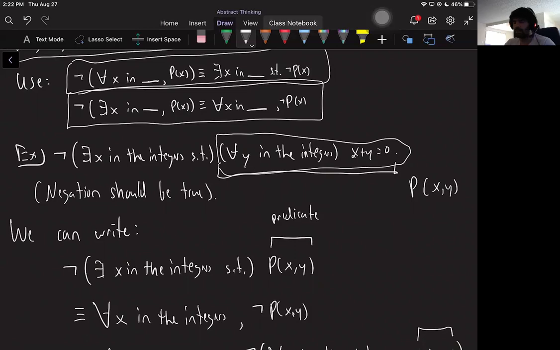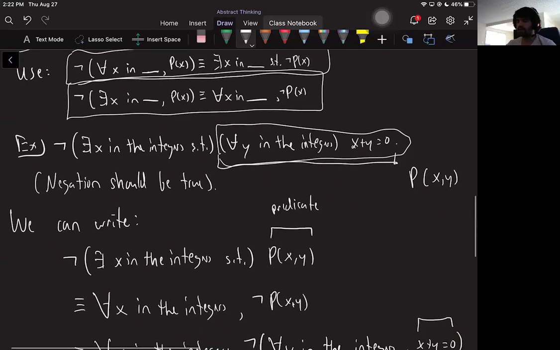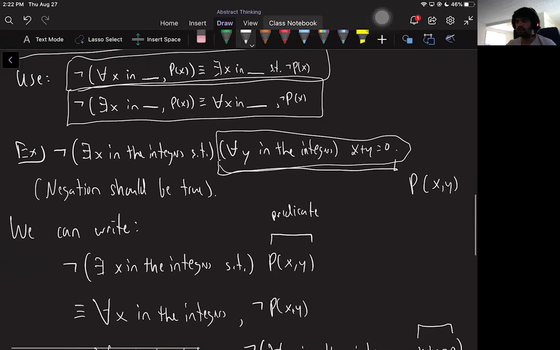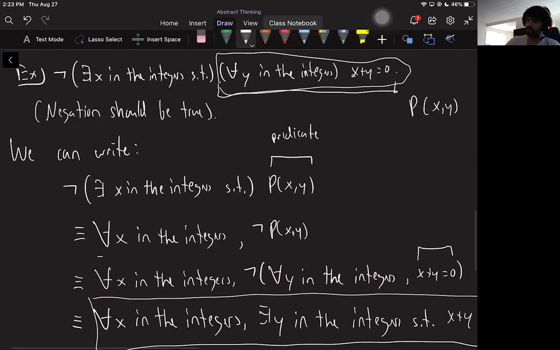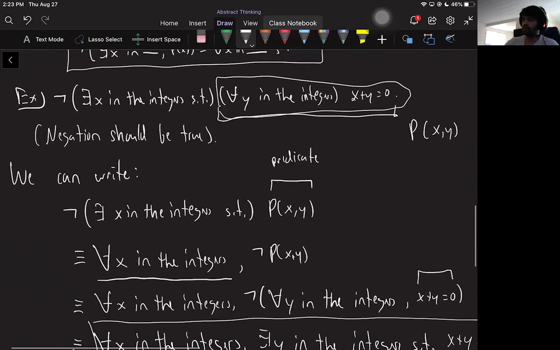So if you're saying that such an x does not exist, then you're saying that no matter what x you start with, you will not be able to say the rest of it. You will not be able to say that for any y in the integers, x plus y will be 0. And that's what this is saying.